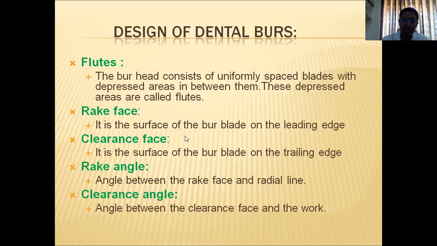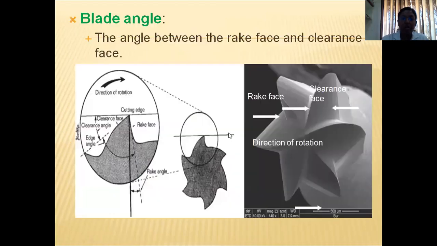Coming to the rake face. The rake face is the surface of the burr blade on the leading edge. The clearance face is the surface of the burr blade on the trailing edge. The rake angle is the angle that is formed between the rake face and the radial line. The clearance angle is the angle that is formed between the clearance face and the work. The blade angle is the angle that is formed between the clearance face and the rake face.